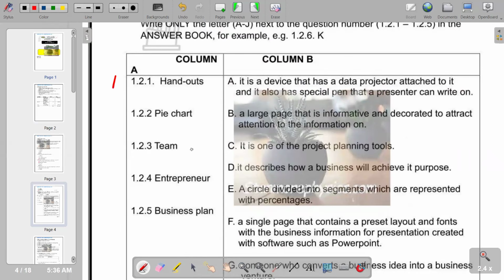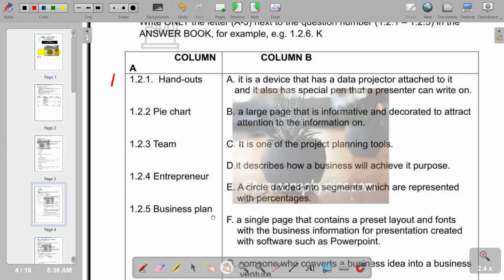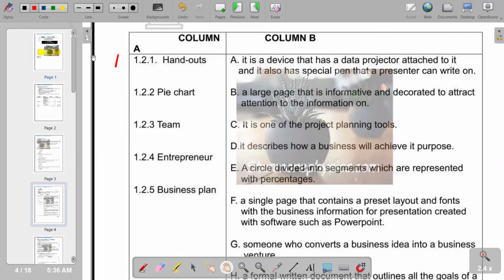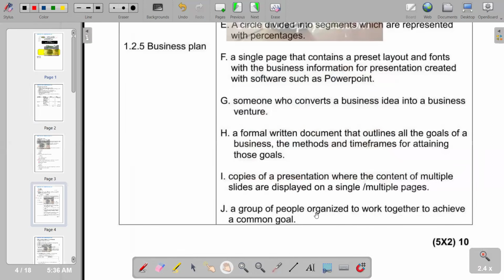Then our pie chart. We know that a pie chart is used to present information. So according to that, we have E, a circle divided into segments which are represented with percentages. That is a pie chart. So team, we check again which explanation matches team according to our responses. We try to go down: a group of people organized to work together to achieve a common goal. So we have J.